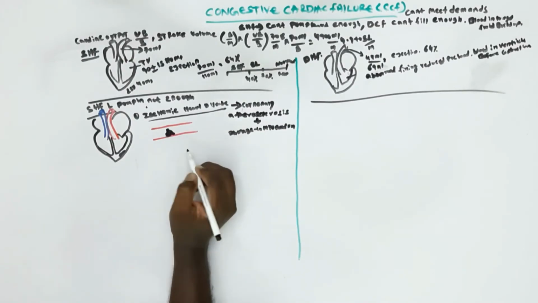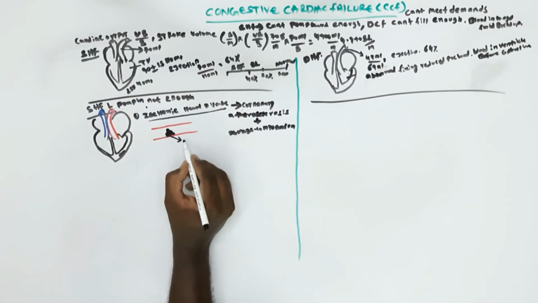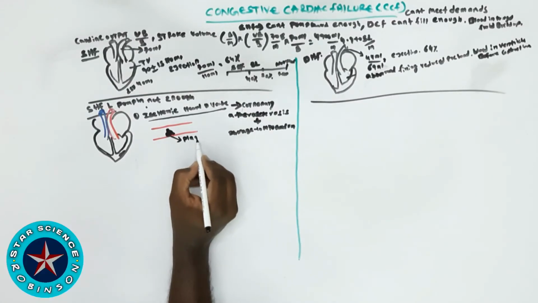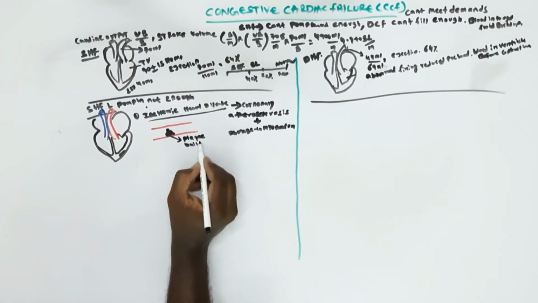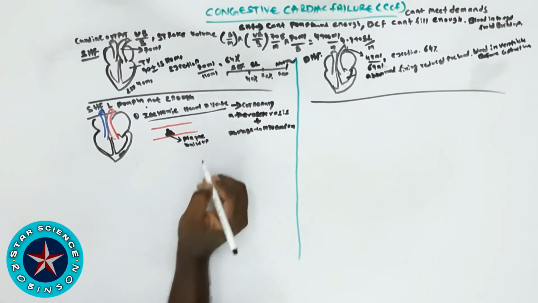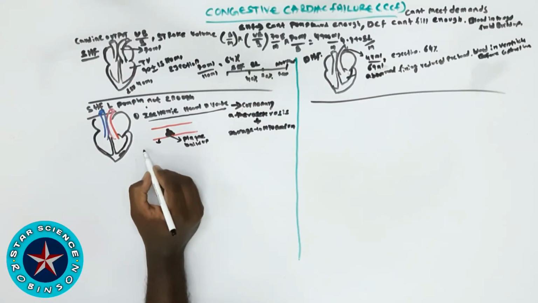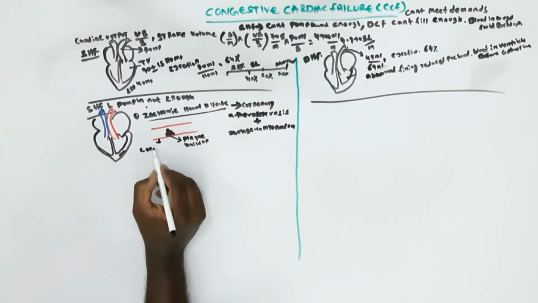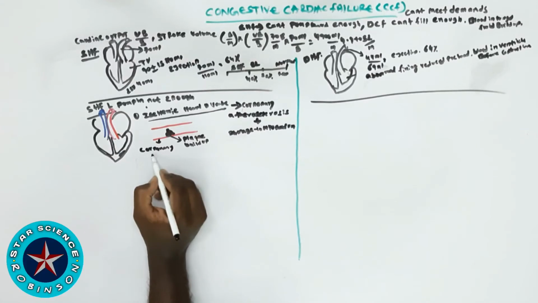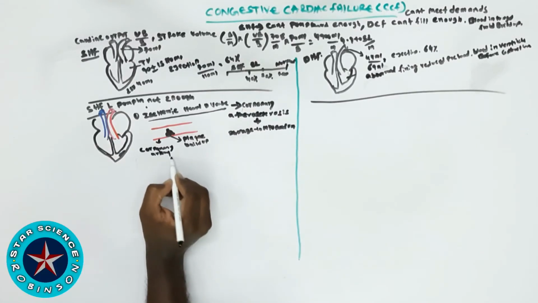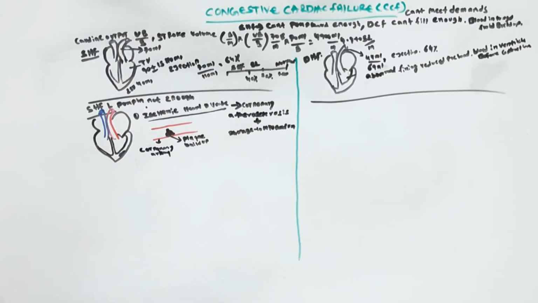I'm drawing a coronary artery, and this is called a plaque. Plaque is nothing but the cholesterol and fats deposited in the walls of our coronary artery, where it will cause a blockage, so there will be no proper blood supply to the myocardium.